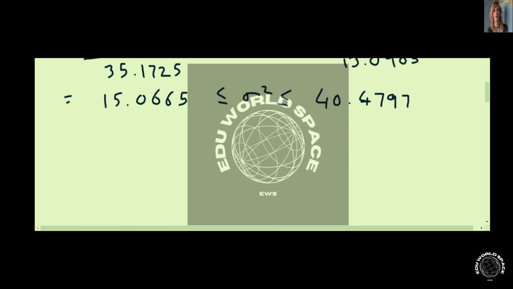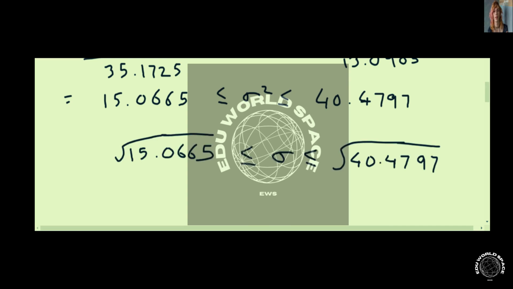Now, to get the confidence interval for the standard deviation, we take the square root of the confidence interval we found for the population variance. This means the lower boundary of our confidence interval for the standard deviation is square root of 15.0665, and the upper boundary is square root of 40.4797. Simplifying further, the lower boundary of the confidence interval for our population standard deviation is 3.8816, and the upper boundary is 6.3624.